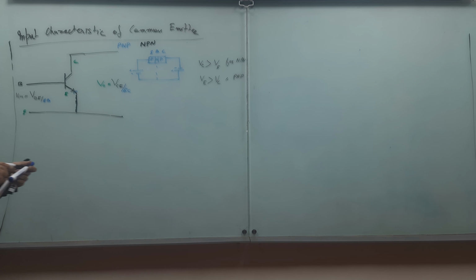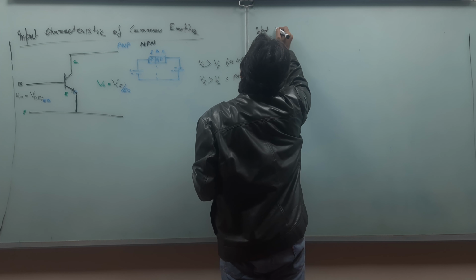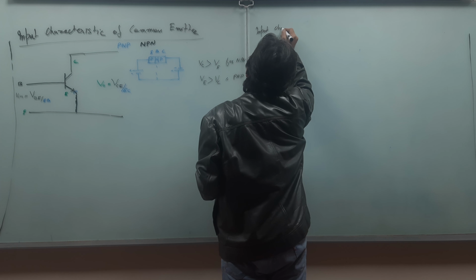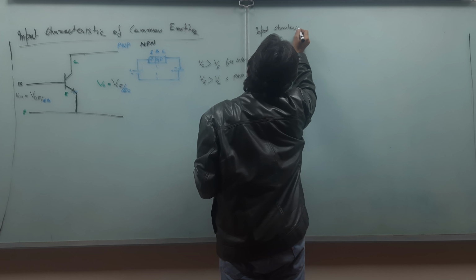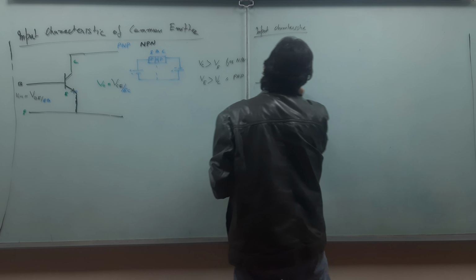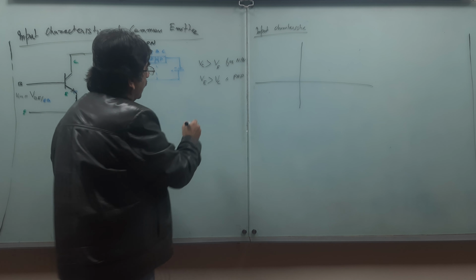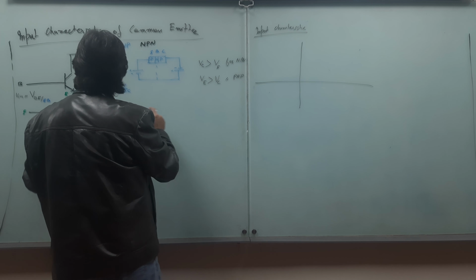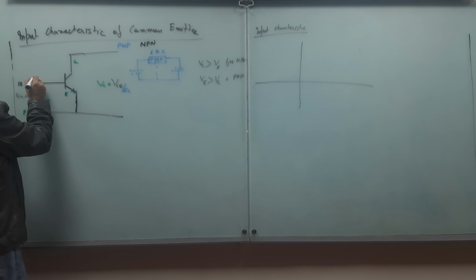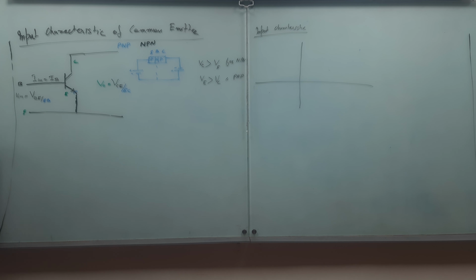Okay, what will be the input characteristic? Yes, what will be the input characteristic? We have to draw the graph. Okay, I in will be equal to IB. Here, input current will be IB.